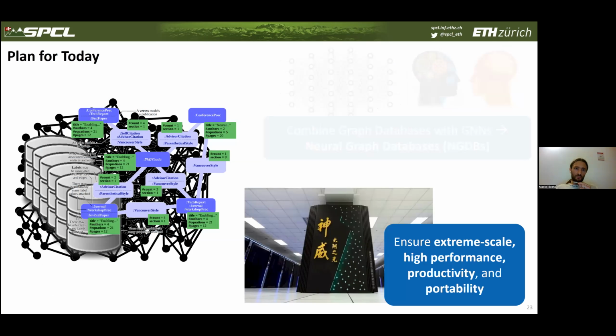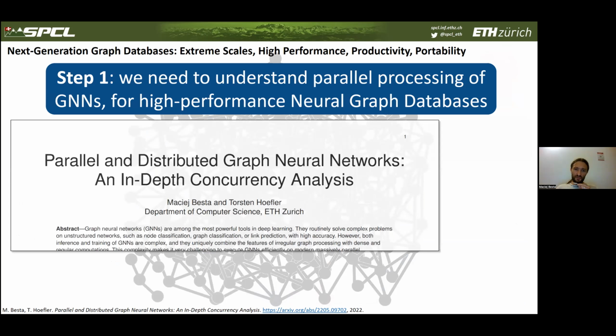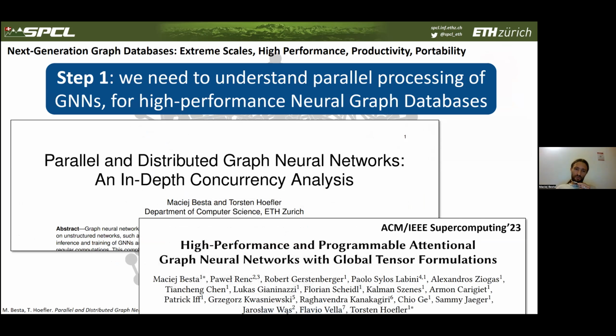So in step one, to get better performance for neural graph databases, we need to better understand the parallel processing of GNNs themselves, right? And for this, we developed a taxonomy of parallelism and distribution that we used to develop several novel classes of attentional graph neural networks. These are quite powerful models used, for example, in the AlphaFold scheme. And we use this taxonomy to make better versions of these models that scale to large numbers of graph vertices and edges.